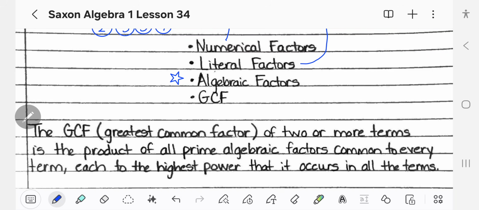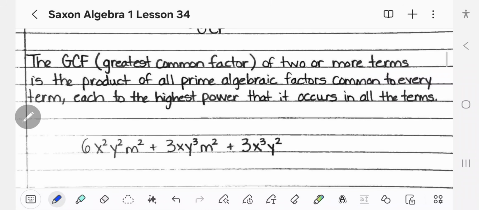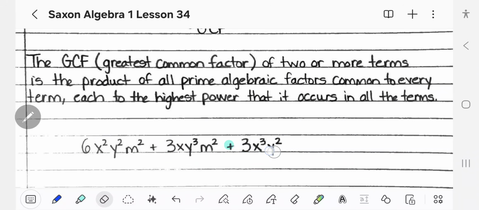Now, we're going to do another problem. We're going to look at this, and we're going to refer back to that definition because that's a mouthful, right? There's a lot there. So let's look at this example. We have 3 terms. You see these addition signs. So here's a term, and here's a term. And let's say we wanted to find the greatest common factor of all of those terms, okay?